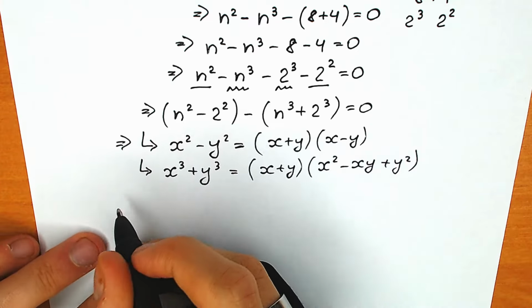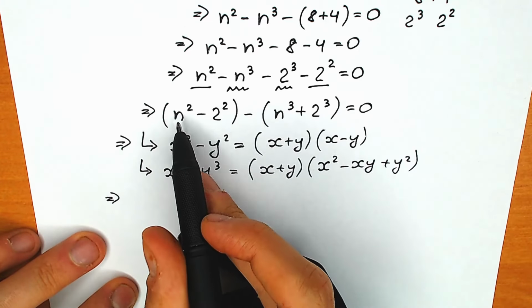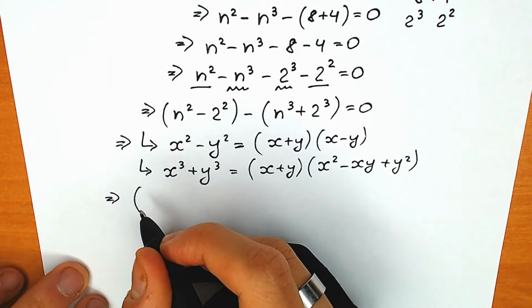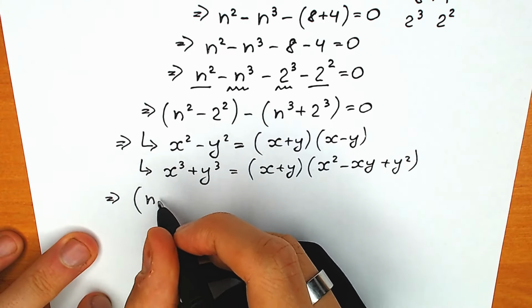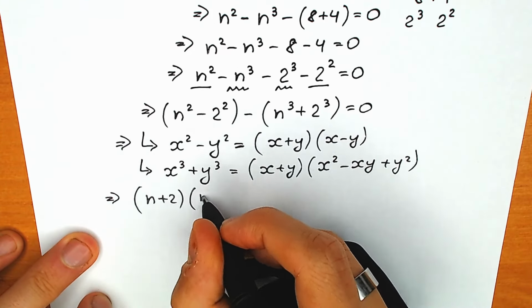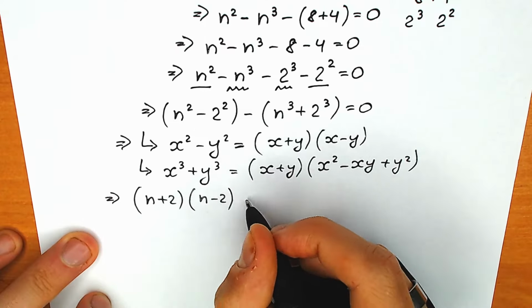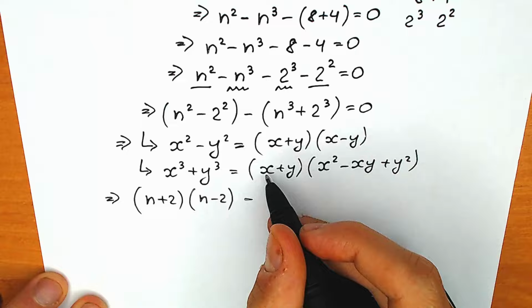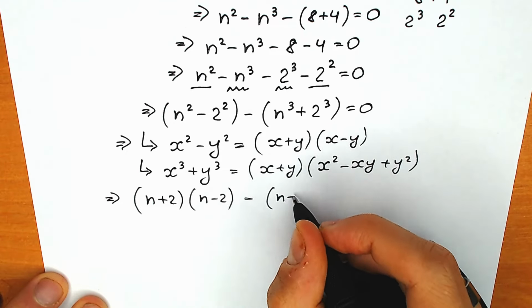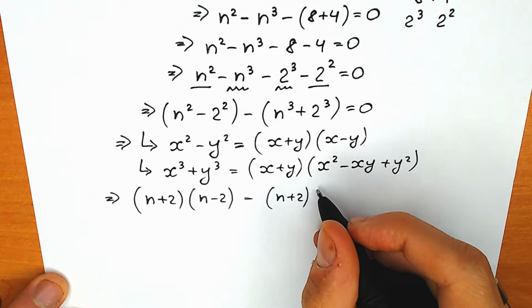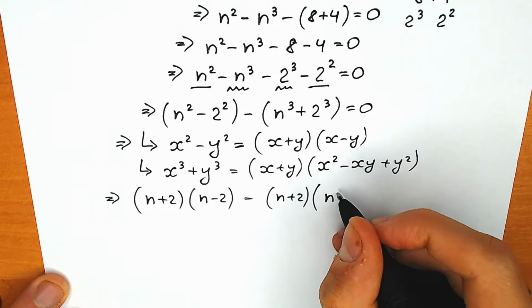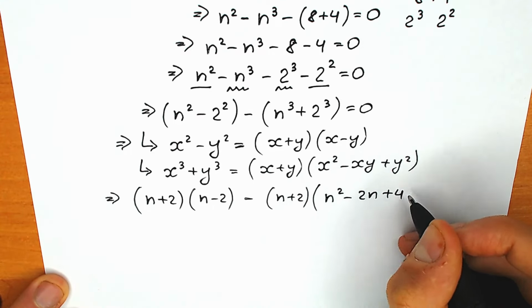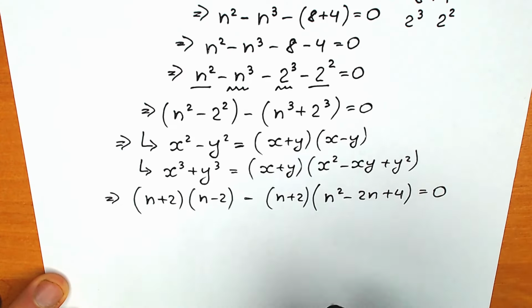So right now, in the new line, let's apply it. In this case, we're going to have n plus 2 times n minus 2, according to this formula. In the second case, we have minus n plus 2, and in another parenthesis we have n squared minus 2n plus 2 squared, which is 4, equal to 0.